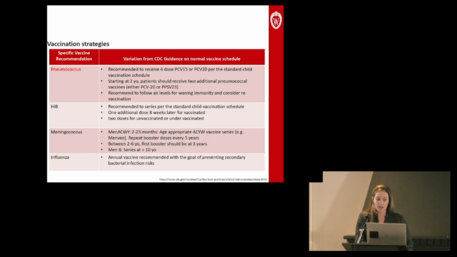Influenza we talk about a lot. We don't think that there's variation in influenza immunity specifically in our heterotaxy populations, but influenza carries a big risk of secondary infection due to mucosal changes, so we talk a lot about influenza vaccination for the whole family in the household.